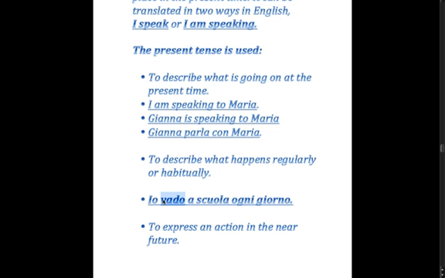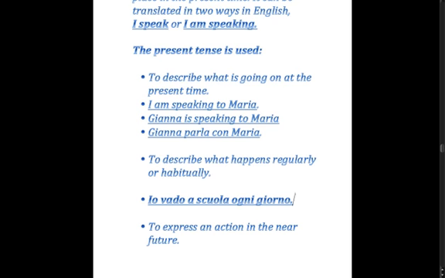Andare, as you may remember, is an irregular verb, which means unlike parlare, where you just take off the are and add the ending, and the stem stays the same throughout the conjugation, andare, on the other hand, the stem also changes, or the root of the verb changes. Although it's an irregular verb, it's still conjugated in the present tense. So, io vado a scuola ogni giorno. I go to school every day.